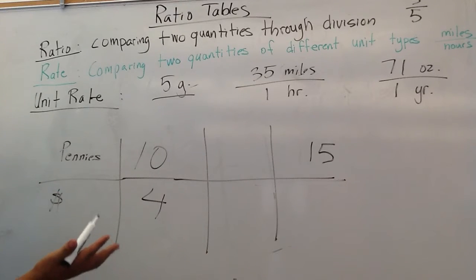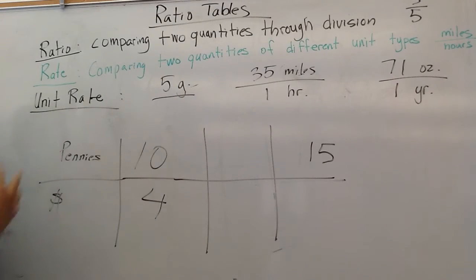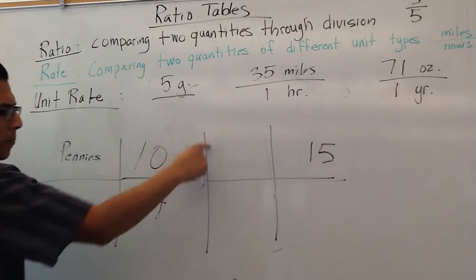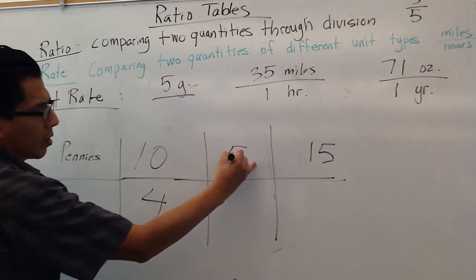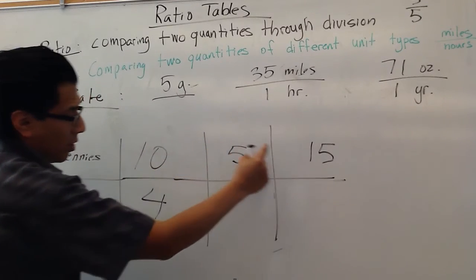How did I go from here to there? And so there's many ways of thinking about this. Here's one strategy. You see how these are multiples of 5? Okay? So what if I could get this down to 5? Because if I can get this to 5, then I can multiply by 3 to get to 15.